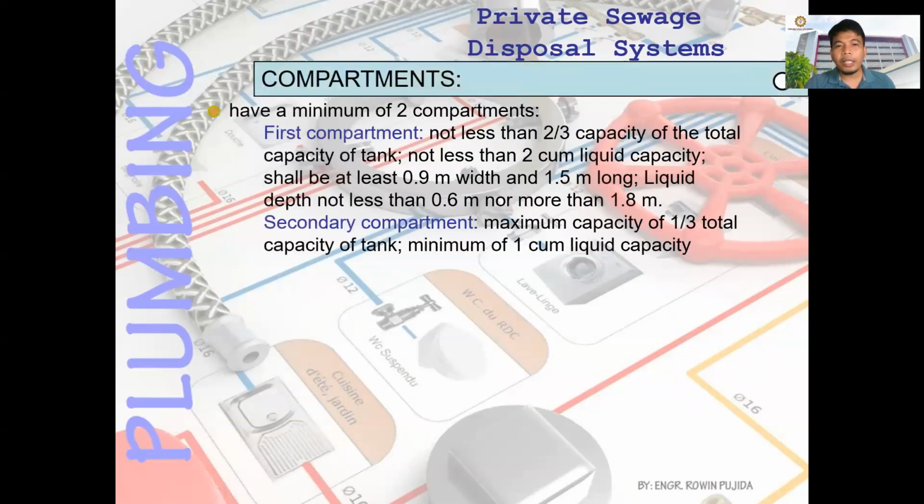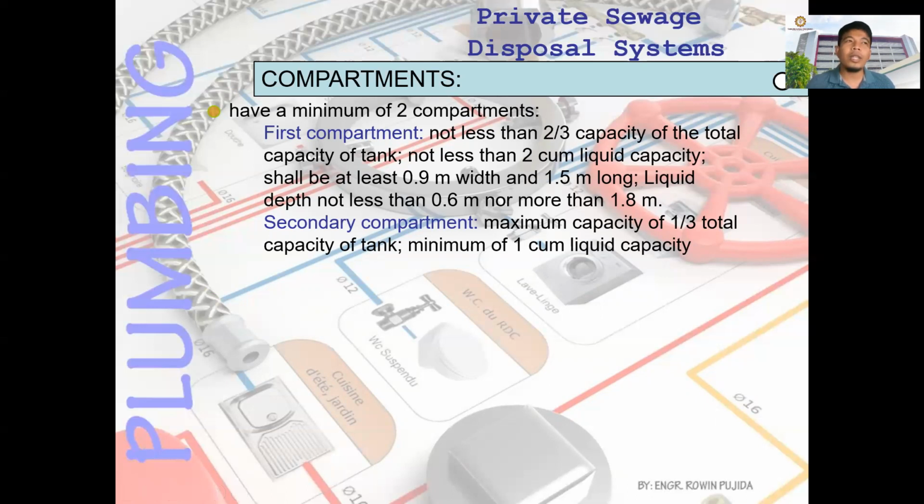Okay, so for the compartment, have a minimum of 2 compartments, but for the requirements today, you should have at least 3 chambers or compartments. So first compartment, not less than 2/3 capacity of the total capacity of the tank, not less than 2 cubic meter liquid capacity, and shall be at least 0.9 meters in width and 1.5 meters long. Liquid depth is not less than 0.6 meter nor more than 1.8.